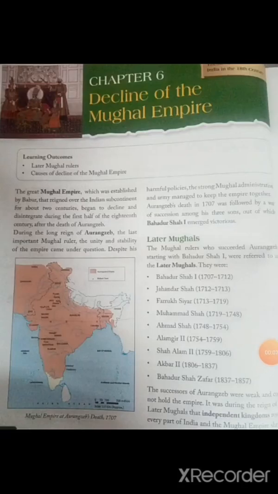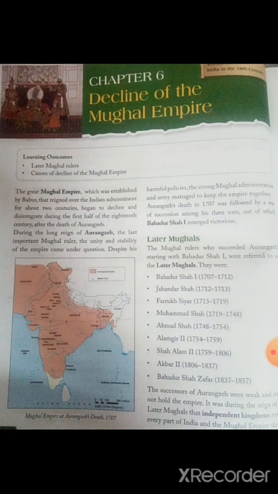Today we shall start chapter number 6, Decline of the Mughal Empire, and this chapter is very interesting, children. The Mughal Empire is one of the topics of history which people find very interesting. Students like this chapter very much and are curious to know more about it. In this chapter we shall learn about the later Mughal rulers and the causes of the decline of the Mughal Empire. So we shall start the explanation.